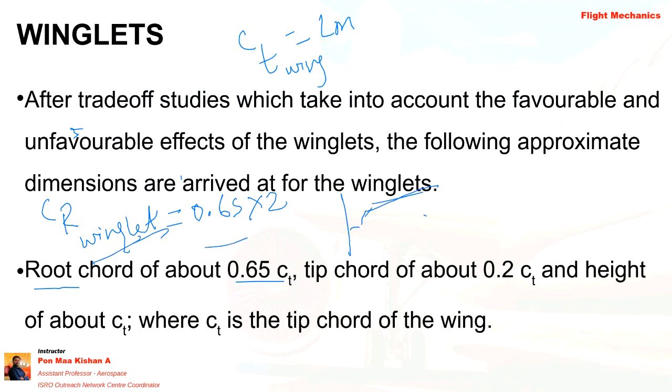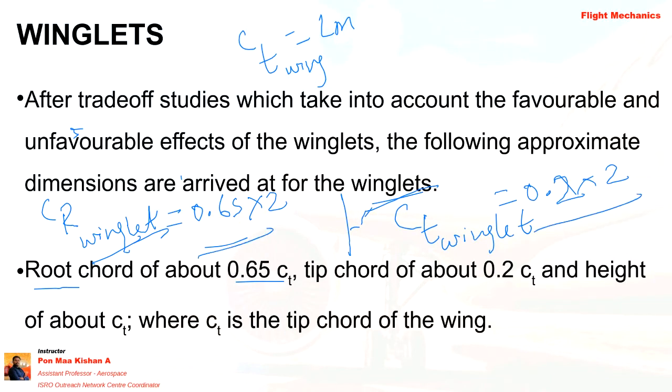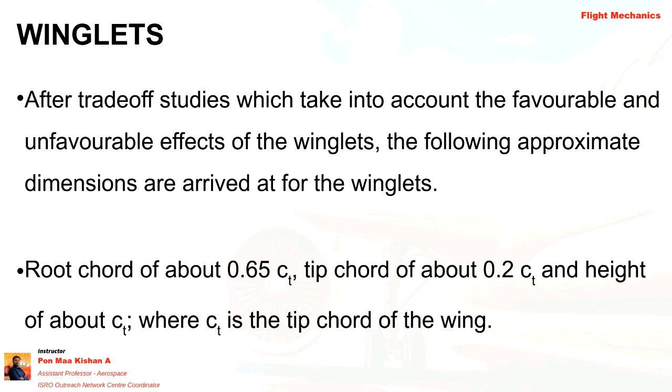So in that case, same case, my tip chord of the winglet will be around 0.2 into 2 meter. Okay, so these are the experimental data. So height is about chord. The CT is the tip chord of the wing. So that's why I want to say, CT winglet will be measured: the chord of the root and chord of the tip for the winglet will be calculated with respect to this. So this will give better performance. So I hope you understand. If you have doubt, we will discuss it later.